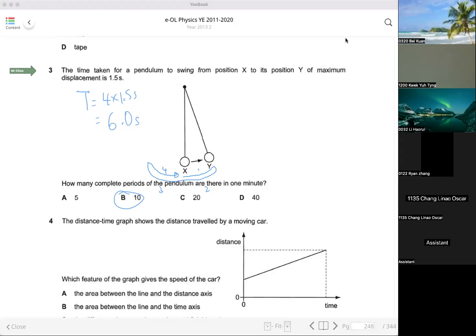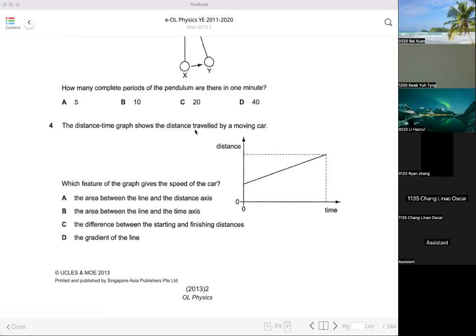So let's go to question number 4. You all may begin. Okay, I got the answer already. Beikuan, wow. Beikuan first to give the answer. Well done. Correct. Yiting, well done. Ryan, well done. Huaixin, well done. Haorui and Oscar, very good. There's nothing for me to explain for this question. The speed is the gradient of the line.